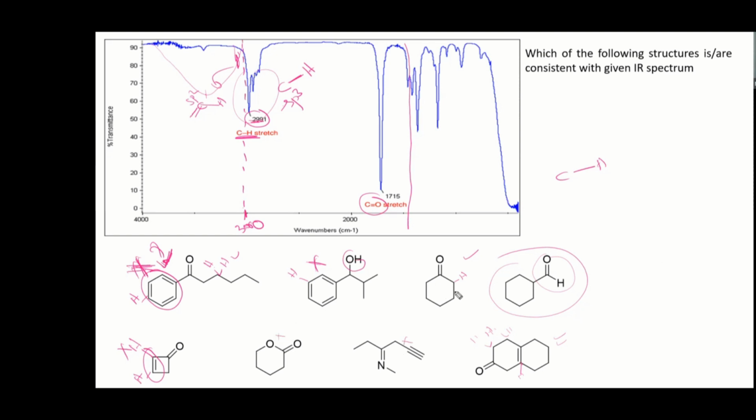Now, why not this structure? The reason why it is not this is because at 2400 to 2500, you will see a signal for the CH stretch, which is not visible here. And it's not this structure because you will see an alkyne stretch at around 2700, which is not this alkyne.